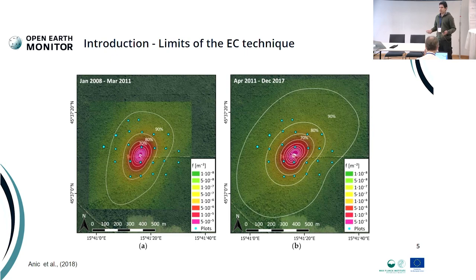That's why, to have estimations for bigger areas, usually the eddy covariance towers are combined with remote sensing information, mainly from satellite missions, to train machine learning models or to calibrate mechanistic models and have global estimations of ecosystem fluxes such as GPP, or gross primary production.